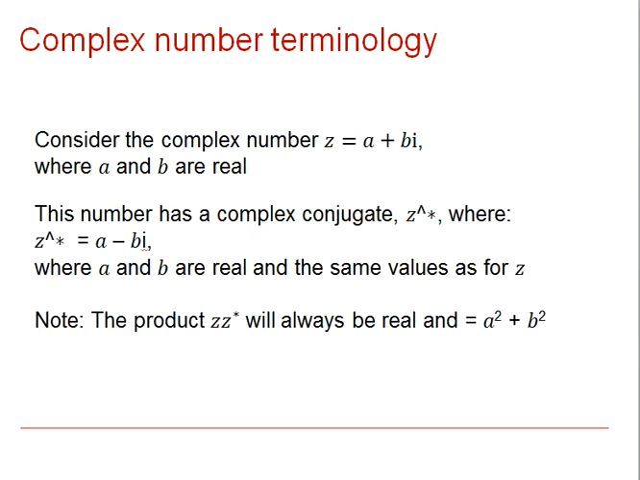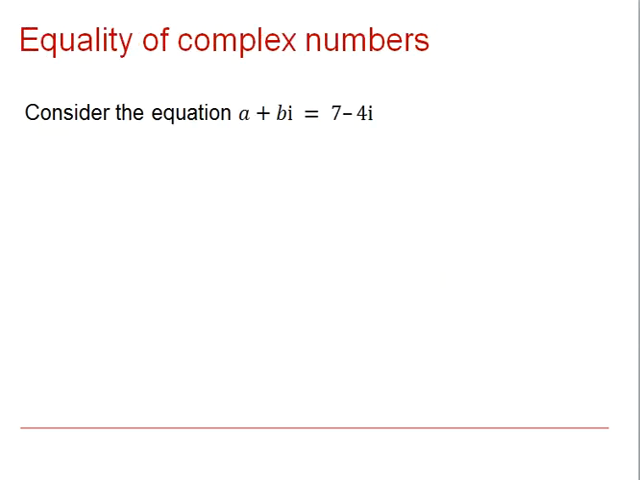Also in the previous session, we looked at the complex conjugate product, here written as z z star, which again will always be real and equal to a squared plus b squared. When we covered the addition and subtraction of complex numbers, we discussed this idea of gathering like terms, just as we did in algebra. Sometimes we may want to consider the equality of complex numbers and solve problems using their real or imaginary elements or terms.